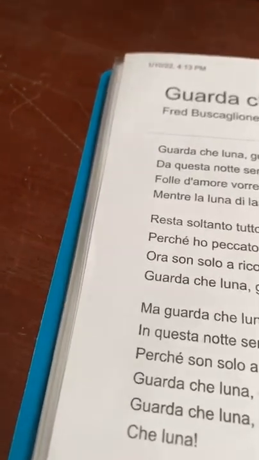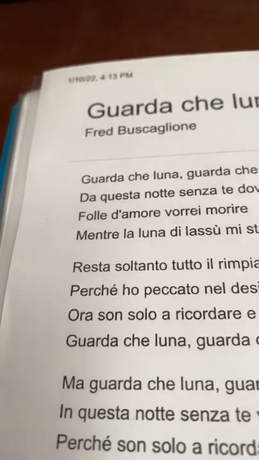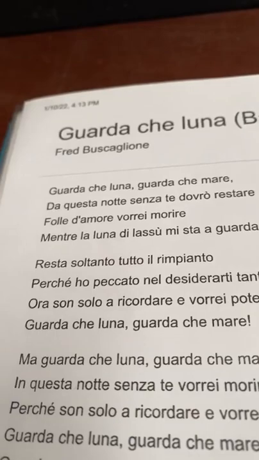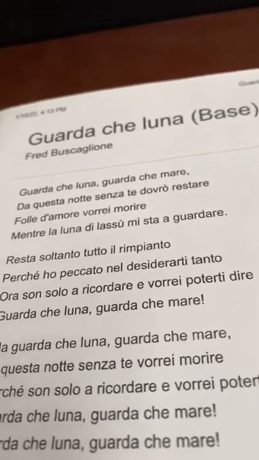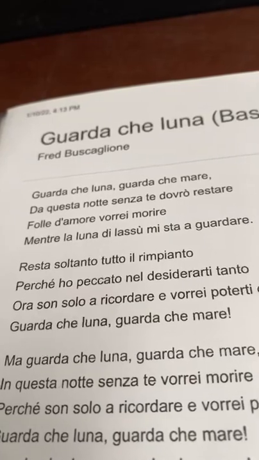vorrei morire. Mentre la luna. Mentre is a conjunction. Folle d'amore, vorrei morire. And what else do you want? Whilst the moon. Di lassù, from up there. La luna di lassù. Mi sta a guardare. Mi sta. Reflection. It's a passive.